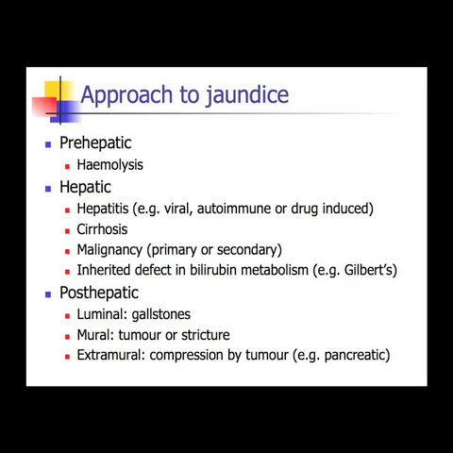And then finally, you can get extramural compression. Now, this is a really, really important one. Tumours of the head of the pancreas in particular can very commonly present with jaundice, very deep, and that might be the only thing that the patient has initially. So that's just an overview. The key thing is, remember, prehepatic, hepatic, and posthepatic.